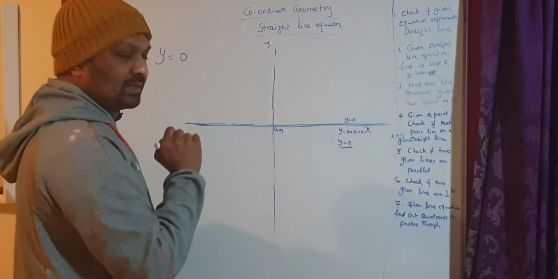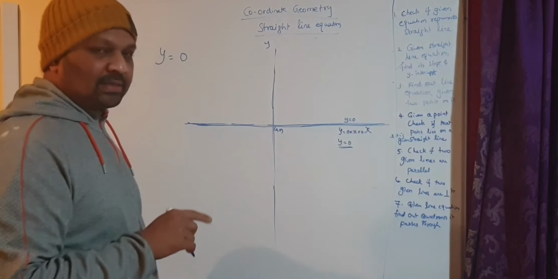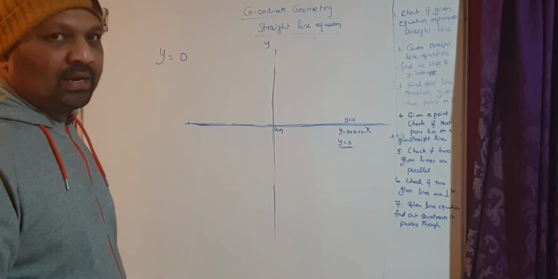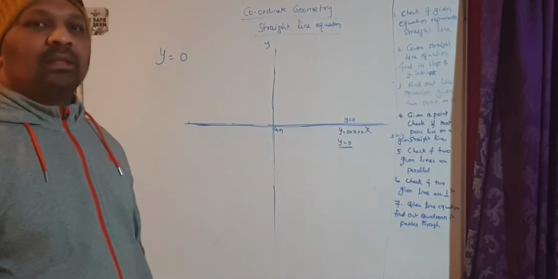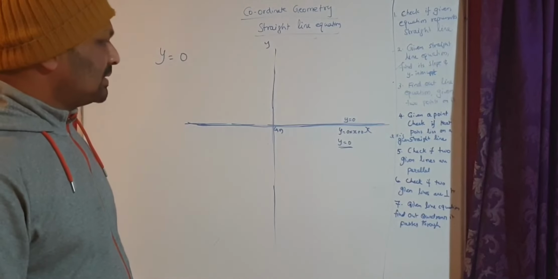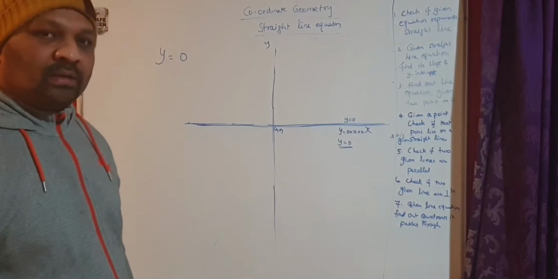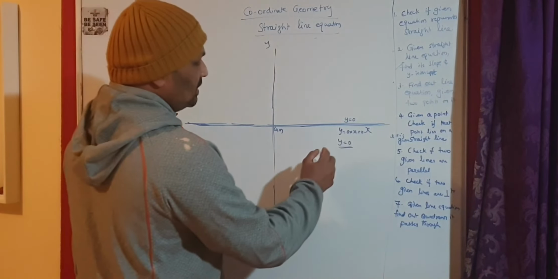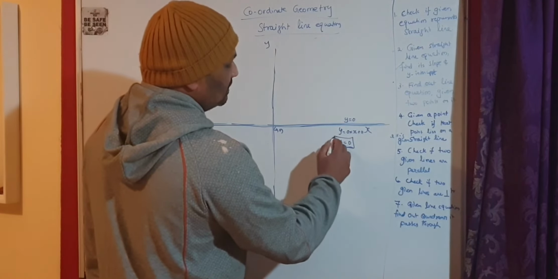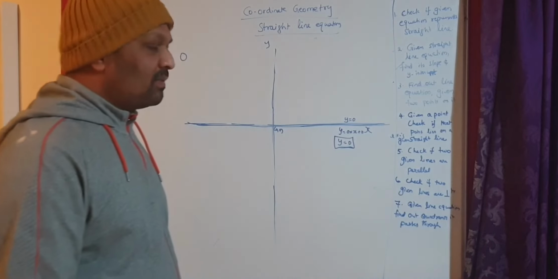So, the x-axis is a line. It's an x-axis, but it is also a line. We can draw a line that exactly lies on the x-axis. In other words, the x-axis itself is a line, and to give a line equation for the x-axis, y = 0 is the line equation for the x-axis.